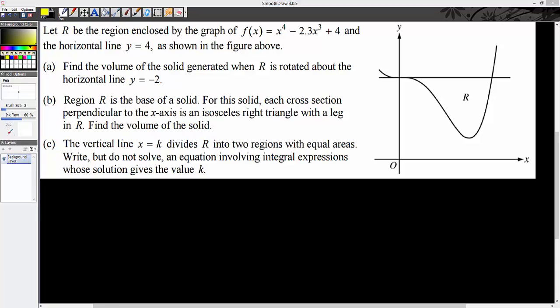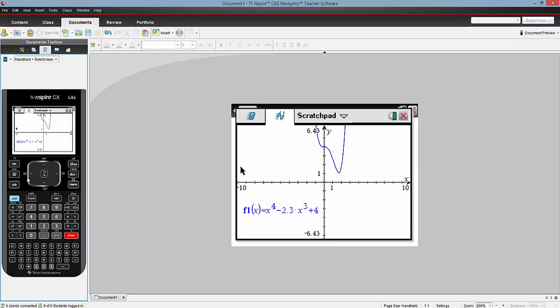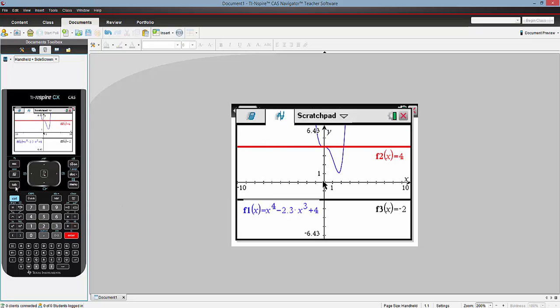I got my graph put into here. I'm going to make another function called y equals 4. It looks exactly like it does in the picture of the FRQ we're dealing with. And now I'm going to put in a line y equals negative 2. So now I'm taking these two functions, the area between them, which is R, the region they're talking about, and I'm going to rotate it around this line right here. Ooh, it even creates those arrows. Cool. So I'm going to rotate this area around this line.